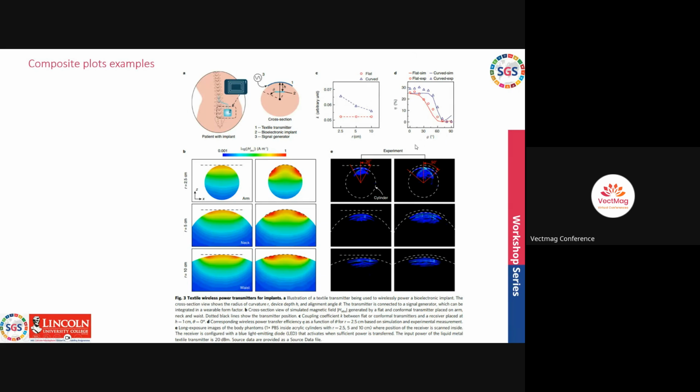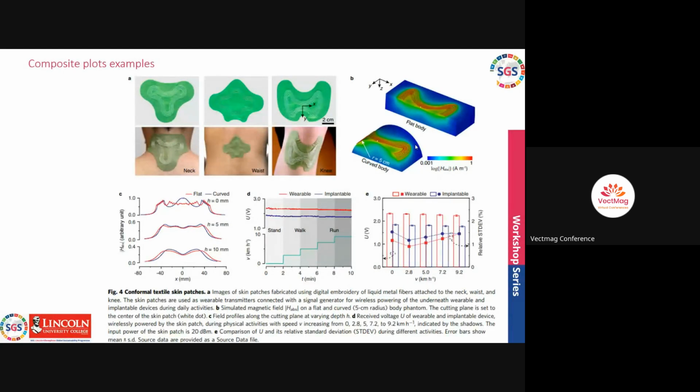They have shown how the efficiency changes when the coil profile is changing or it's bending. And then they also show other places where they can place it, like on the neck, the waist, and the knee. All those things they have shown.